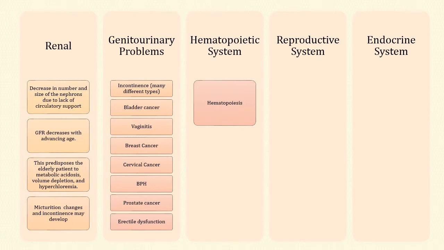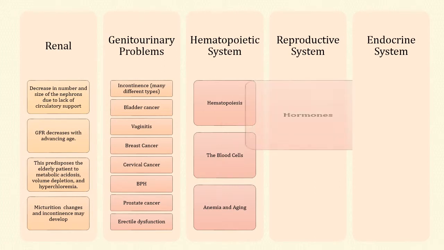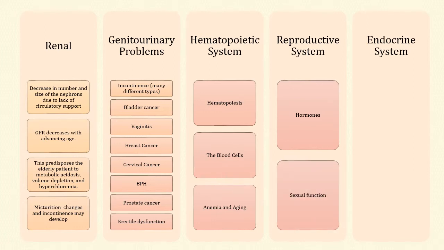In the hematopoietic system, the patient may experience changes in hematopoiesis. The blood cells change. One example is a decrease in production. They may experience anemia. In the reproductive system, there is a decrease in hormones and changes in sexual function.